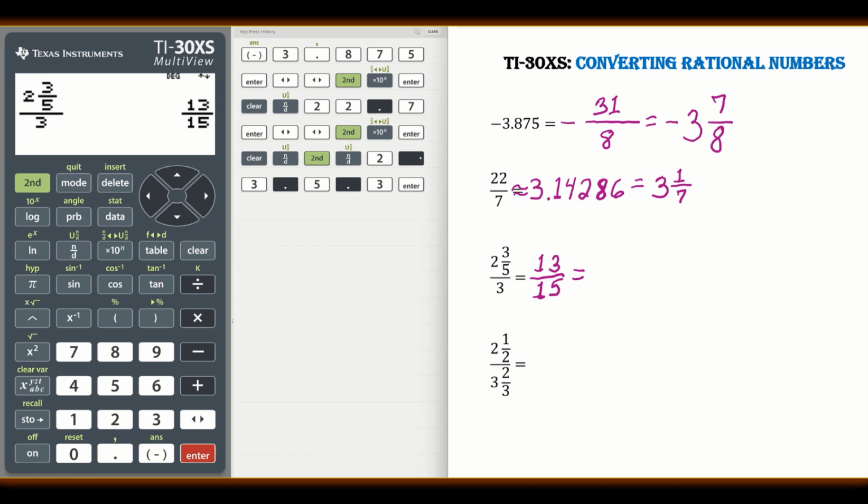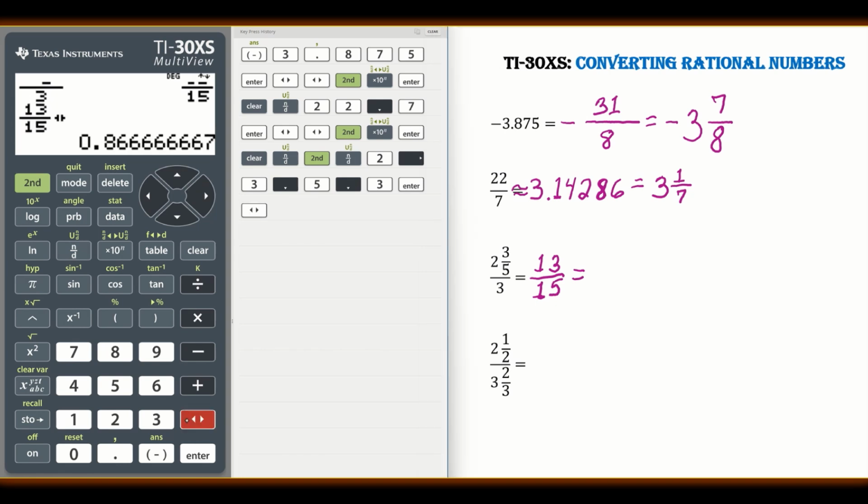Okay, now let's get our decimal value. Well, out of curiosity, I'm going to push the toggle button and see what happens. And there it is. And lo and behold, it is a repeating value. And how do we write that? That is going to be 0.8 with a 6 bar. That is how we notate repeating, okay?